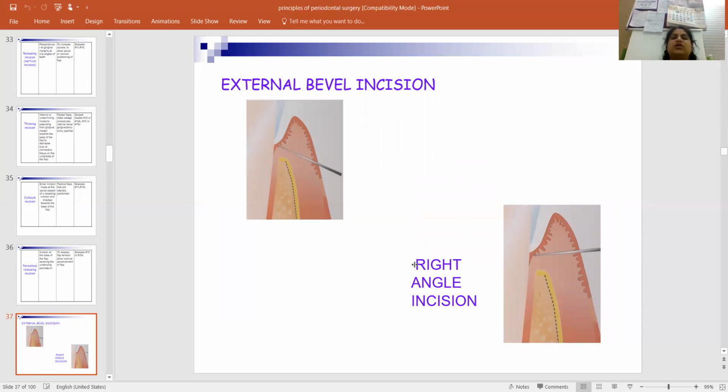So you can see the picture which represents the external bevel incision. It is the right angle incision. You can see here the external bevel incision. The cutting edge is towards the gingiva. Okay, it is a coronally directed incision. It can start from here, 2 to 3 millimeters away from the gingival margin, coronally directed. So the external bevel incision can be angulated. It can be straight with the right angle incision.